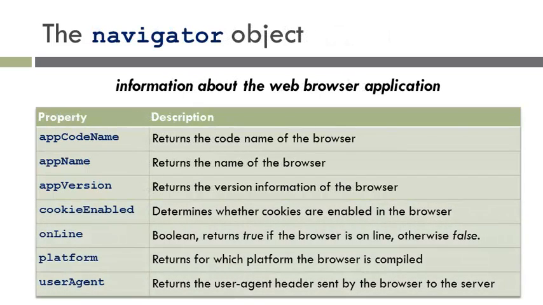The navigator object contains information about the browser itself. For instance, the appName, which is the name of the browser itself. It also has other properties such as onLine. This is a Boolean value that returns true if the browser is online, otherwise false.